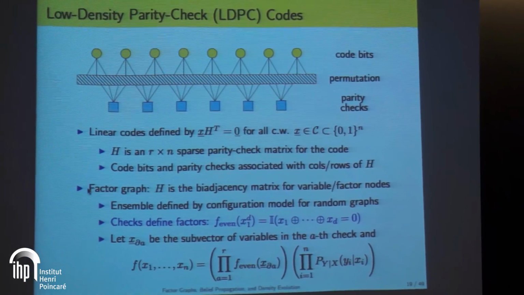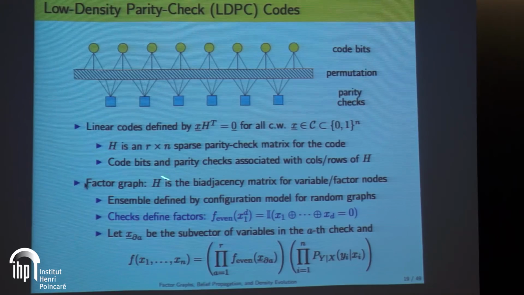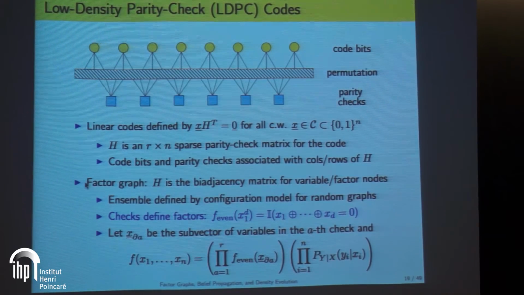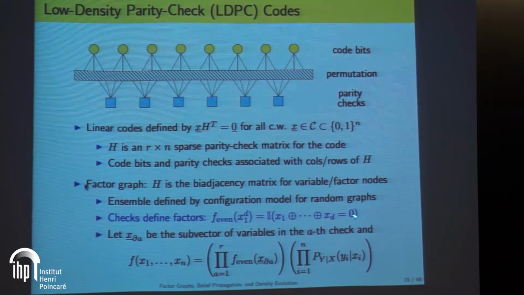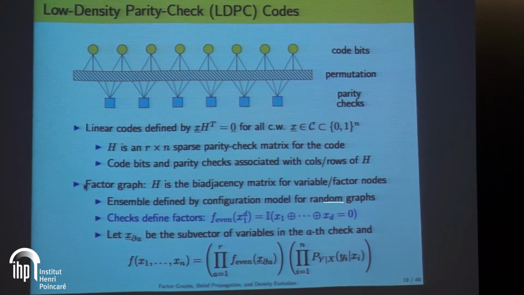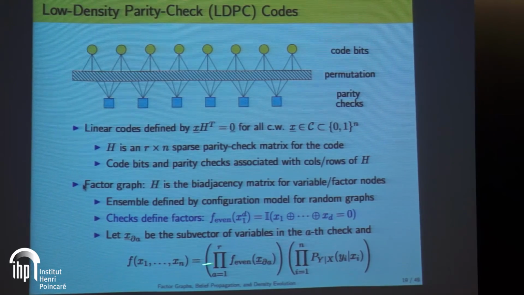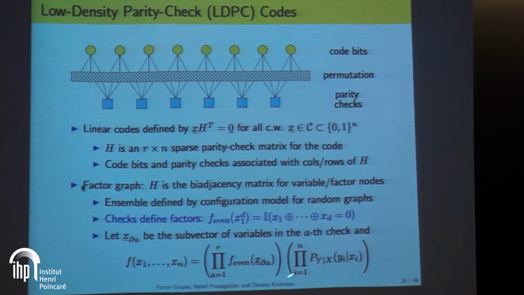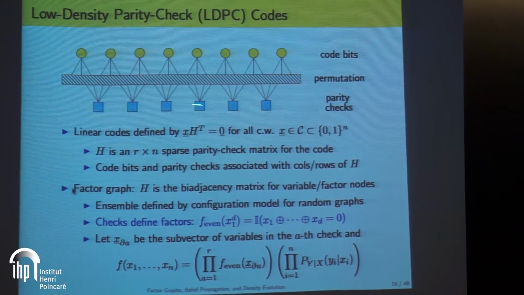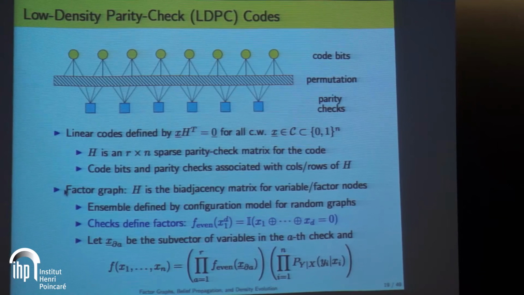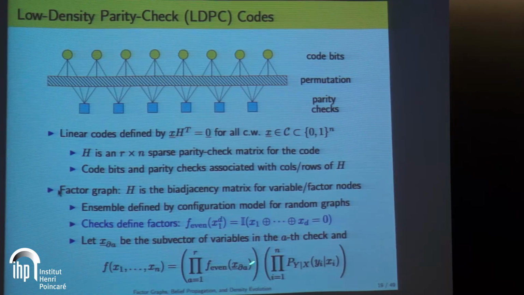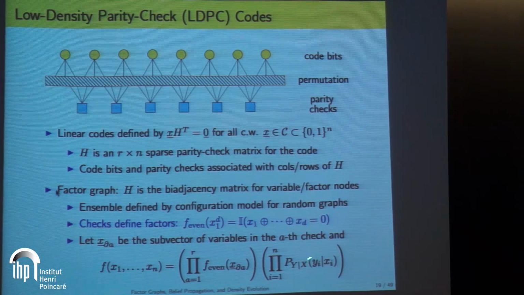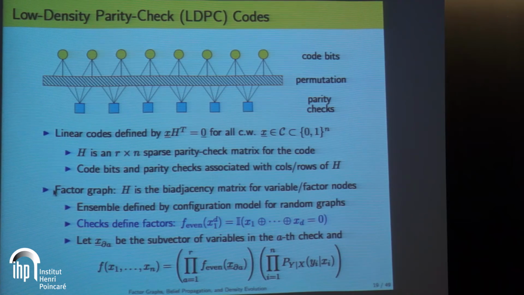More particularly, I can think of this factor graph as the bi-adjacency matrix of this bipartite graph. The factors are really just indicators of whether or not the mod 2 sum of adjacent variables is 0. And so my function here is the product of all my constraints for each one of these checks. I also have observations, so I also have here this product of the probabilities of y given xi.